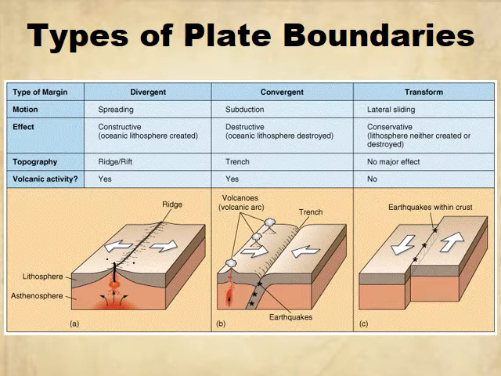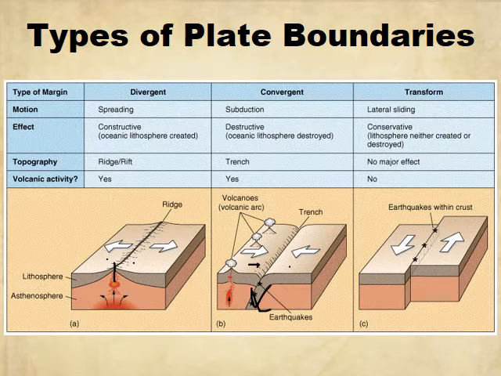Okay? Convergent. 2 roads converge, they come together. When you have 2 things coming together, one on one side, one on the other side, what typically happens is one ends up getting subducted, going underneath the other one. Okay, and that's typically what happens in these types of plate boundary. The more dense plate is going to go underneath the less dense plate.